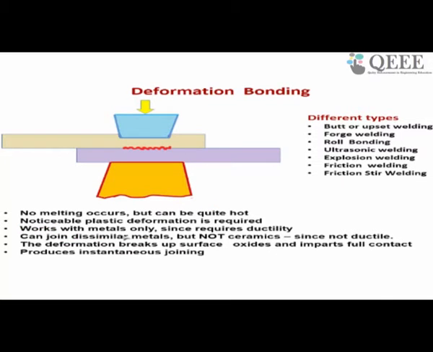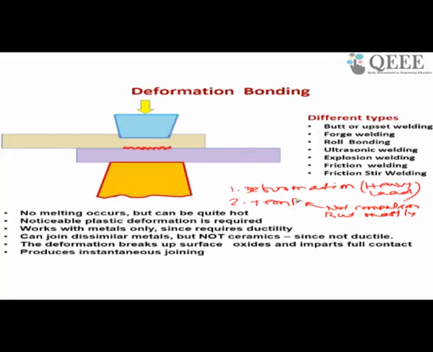Next type is the deformation based process. In a deformation based process, what do you do? You apply deformation by using heavy loading in such a way that you bring two pieces together, and you may apply temperature also, but this is not compulsory. But it is mostly used.